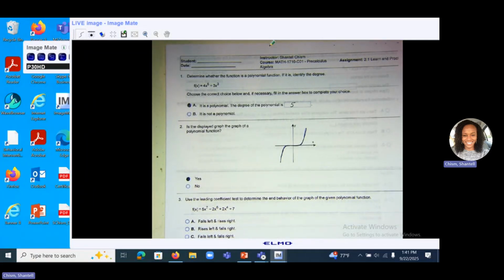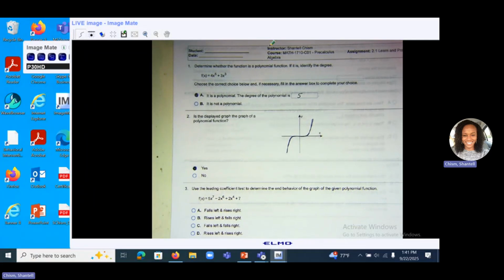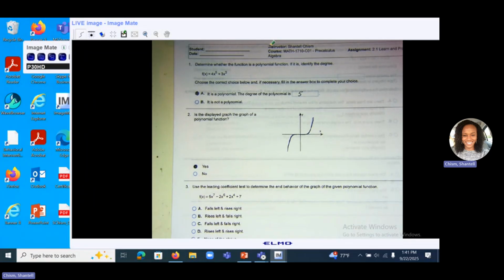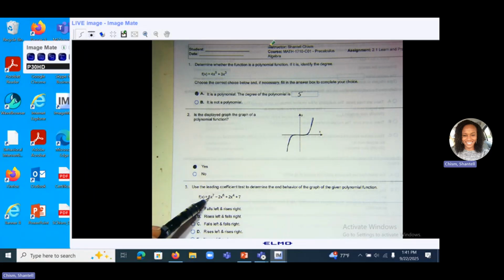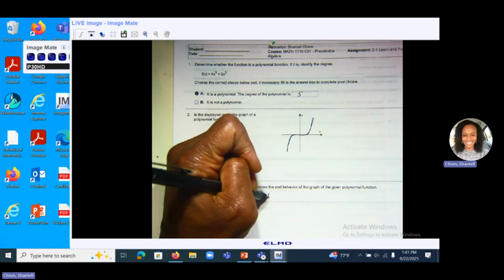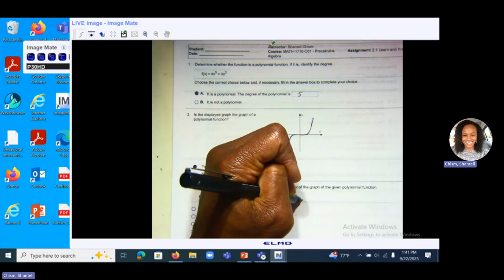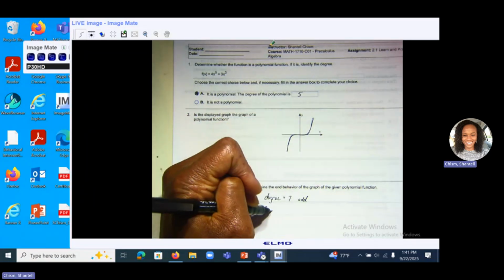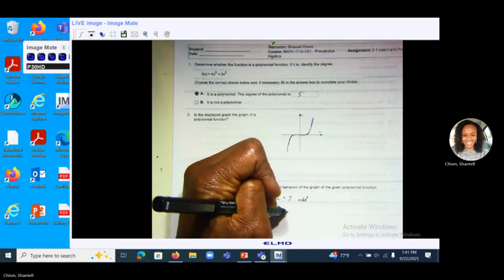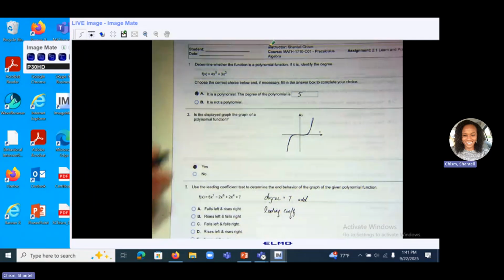Okay. Let's look at number 3. Use the leading coefficient test to determine the end behavior of the graph. So looking at this, the function is 5x to the 7th minus 2x to the 6th plus 2x to the 4th plus 7. So our degree here, the highest exponent, is 7, which is odd. Okay. And the leading coefficient here is a positive number. Remember, the leading coefficient will be the coefficient of the term with the highest exponent.